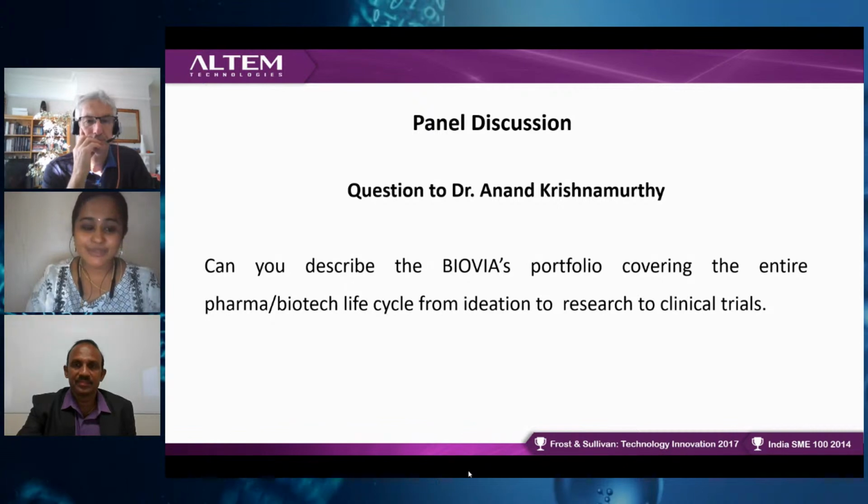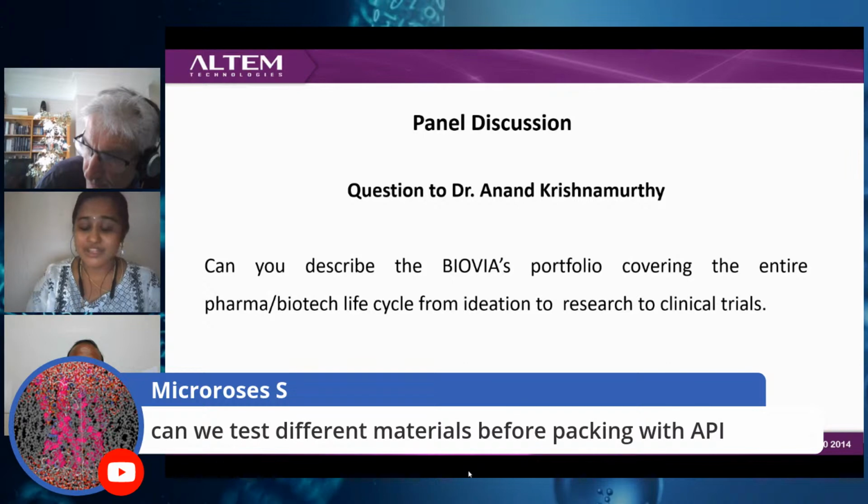There is a question from the chat. How can we test different materials before packing with API? Can we use Materials Studio solutions or any Biovia solutions for this?